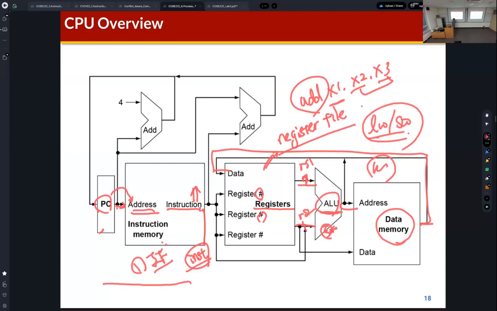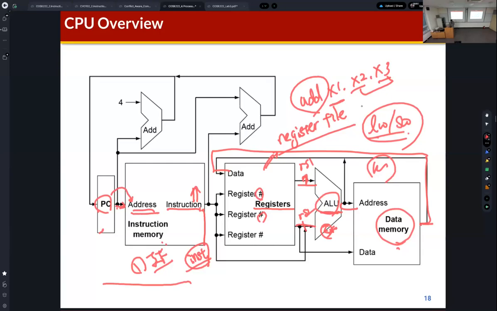So actually, we just define the required hardware modules, like the instruction memory, registers, ALU, and data memory. Then we just connect the input and output ports of these modules. And as I explained, these modules are required for the steps for executing instructions.